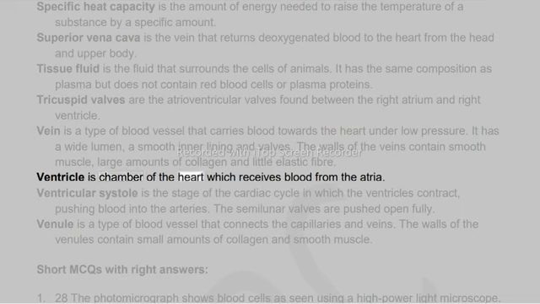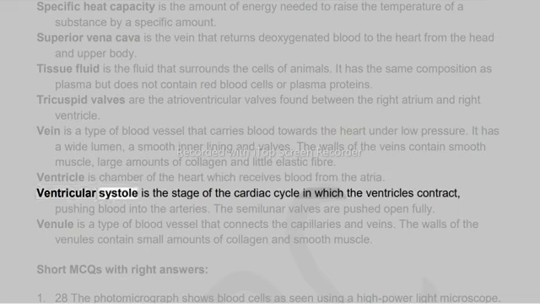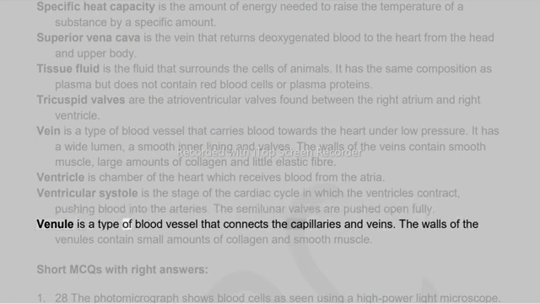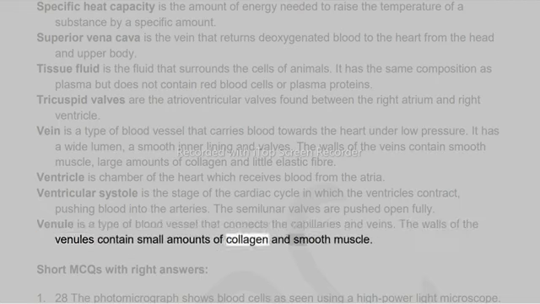Ventricle is a chamber of the heart which receives blood from the atria. Ventricular systole is the stage of the cardiac cycle in which the ventricles contract, pushing blood into the arteries. The semilunar valves are pushed open fully. Venule is a type of blood vessel that connects the capillaries and veins. The walls of the venules contain small amounts of collagen and smooth muscle.